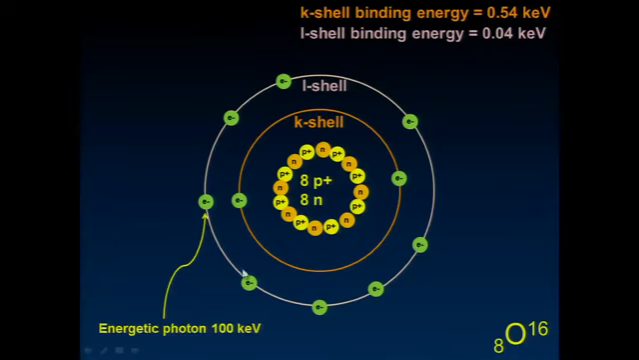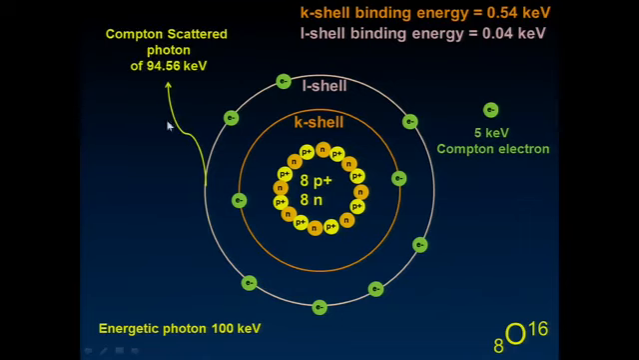Now we come in, we interact with this outer shell electron. It heads off with some kinetic energy. Let's say we gave it 5 keV of energy. Well, now if we want to know the energy of the photon after that, we've got to subtract the binding shell energy plus the kinetic energy that we gave this electron, and if we do that, we get about 94.56 keV that heads off.